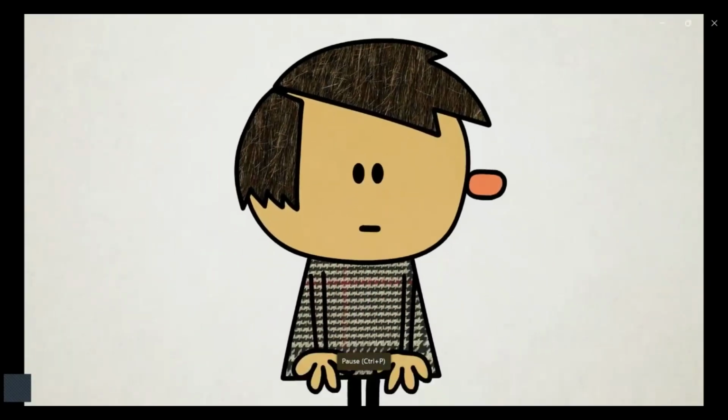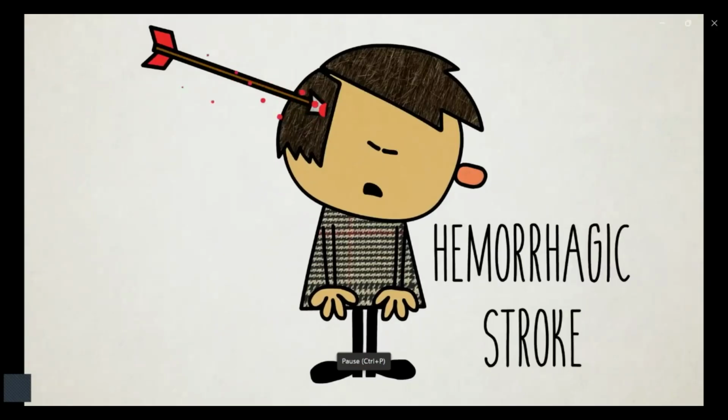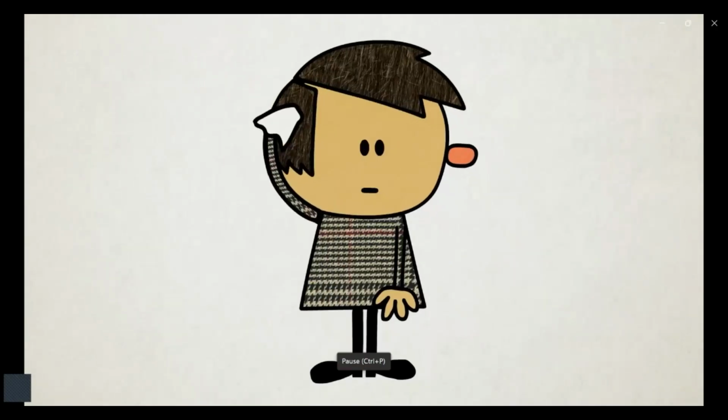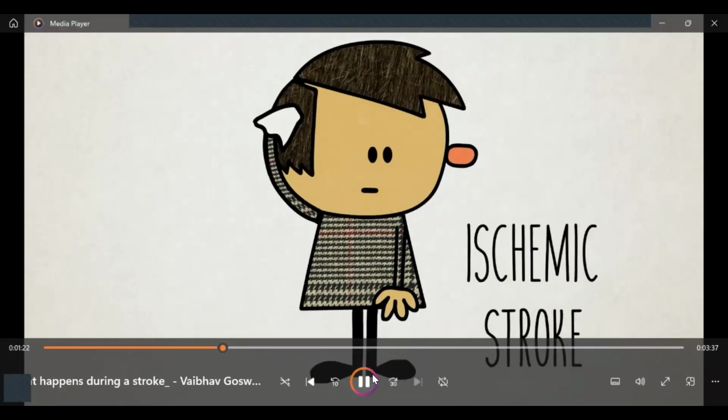There are 2 ways this can happen. Hemorrhagic strokes are when a perforated vessel allows blood to leak out. But the more common type is the ischemic stroke.